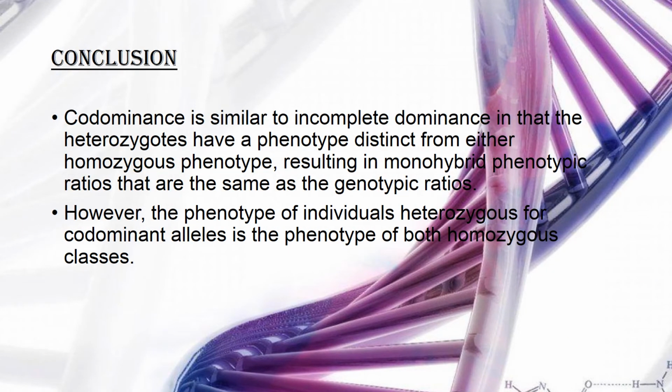Finally, here is the conclusion. Codominance is similar to incomplete dominance in that the heterozygotes have a phenotype distinct from either homozygous phenotype, resulting in monohybrid phenotypic ratios that are the same as the genotypic ratios. However, the phenotype of individuals heterozygous for codominant alleles is the phenotype of both homozygous classes.